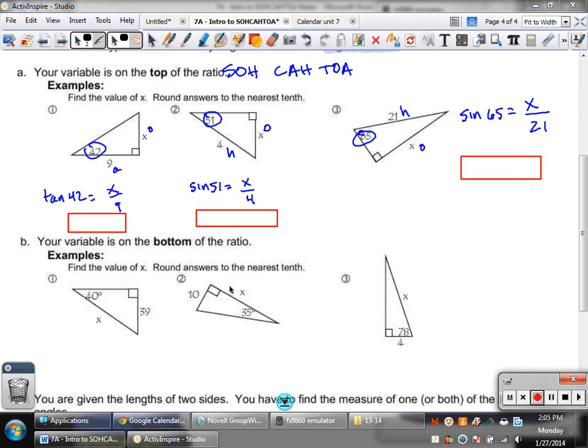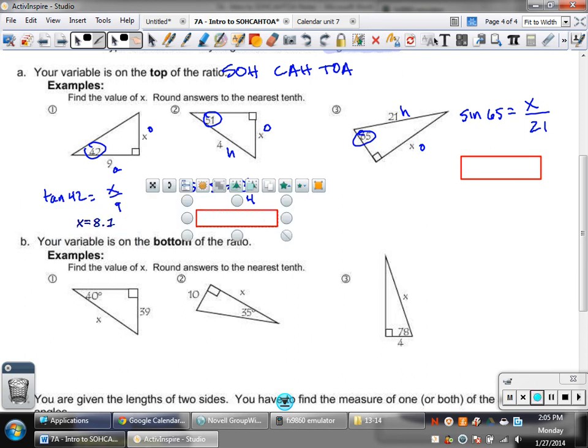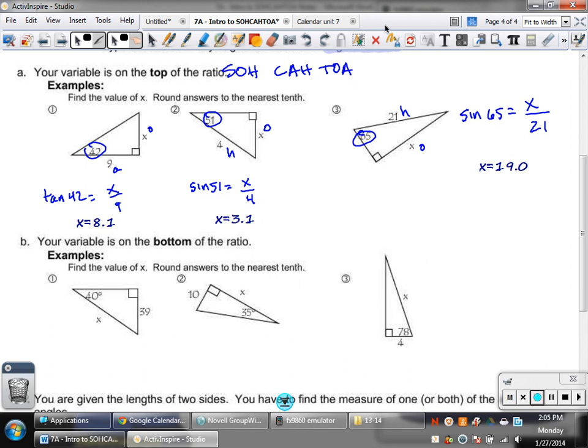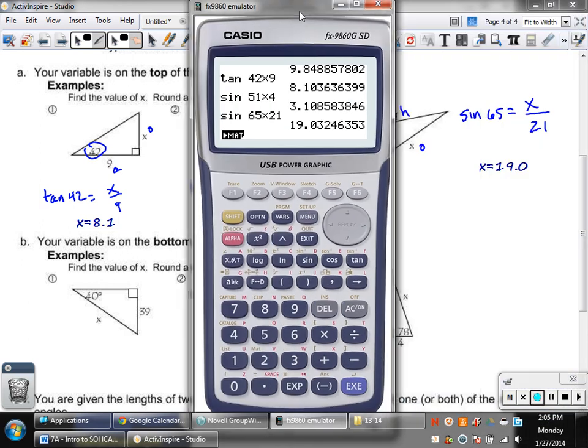For the tangent of 42, you should have got x equals 8.1. For this problem with sine of 51 and x over 4, you should have got 3.1. And for here, you should have got 19.0. Real quick look at my calculator. This is how I did these problems: tangent of 42 times 9, sine of 51 times 4, and the sine of 65 times 21.